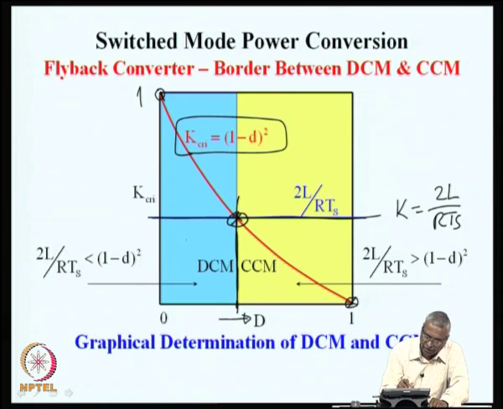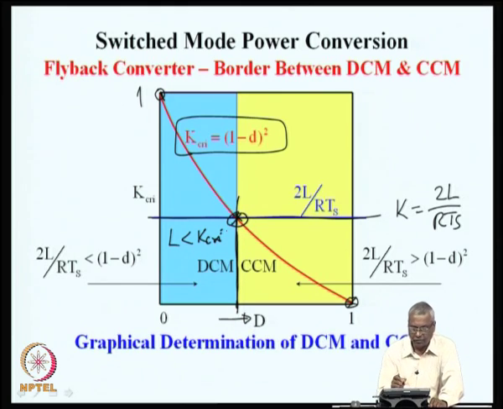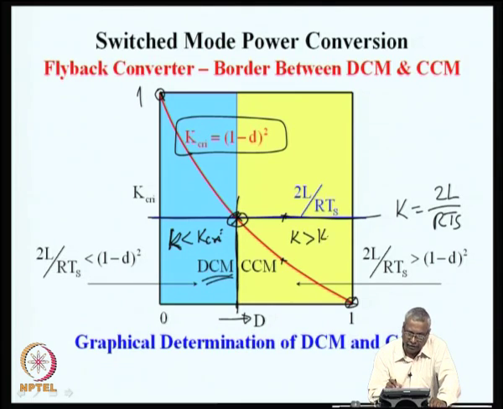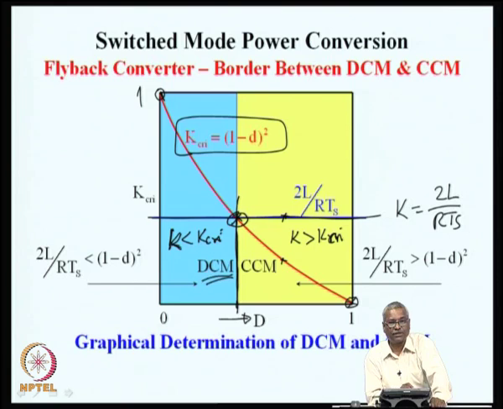On the left hand side, in this blue region, the conduction parameter k is less than k critical. If that is so, the converter is in discontinuous mode of operation. On the right hand side, this is k and this is k critical, k is greater than k critical, and in the yellow region, or the right hand side region, the operation is in continuous mode of conduction.